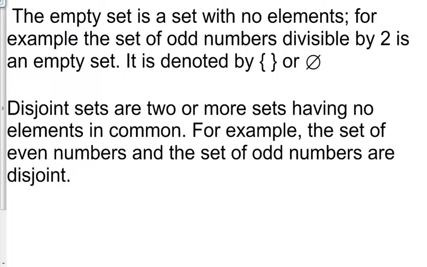The empty set is a set that doesn't have anything in it. It has no elements. For example, the set of odd numbers divisible by 2 is an empty set. It's denoted by squiggly brackets or O with a line through it.